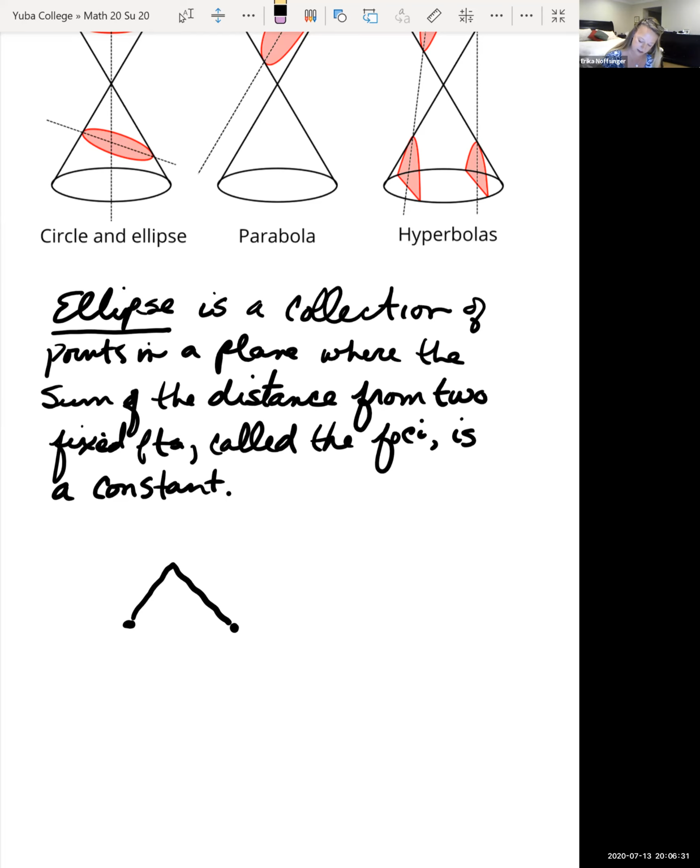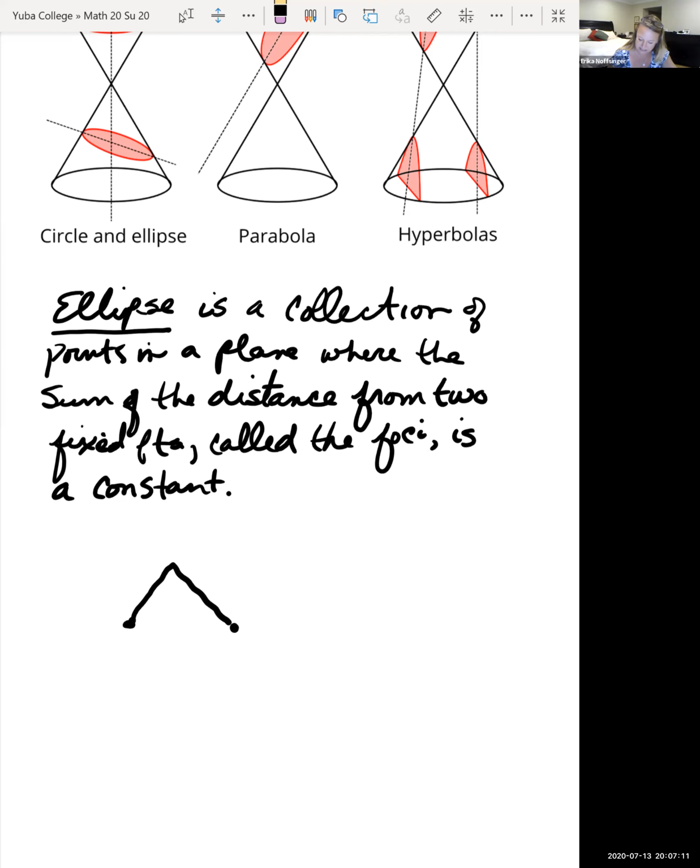So if you think of taking a point or a string, let's say you have a string, and I'm going to show you. I have something that could represent a string, but basically if you have a string and you put them on 2 points and then you made it taut and keep it on those 2 points, if you move it around, it would make this shape of an ellipse every point that it took. So if you sum this distance plus this distance, anywhere you put it, it's going to be the same.